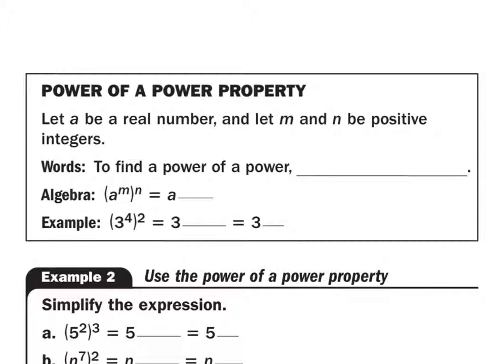Our next box is the power of a power property. This is what happens when we're multiplying. What we will do is we'll multiply our exponents together. We're raising a power to another power. So in words, to find the power of a power, multiply exponents. So a to the m to the nth power becomes a to the m times n. Or 3 to the 4th squared is 3 to the 4 times 2, which is 3 to the 8th.